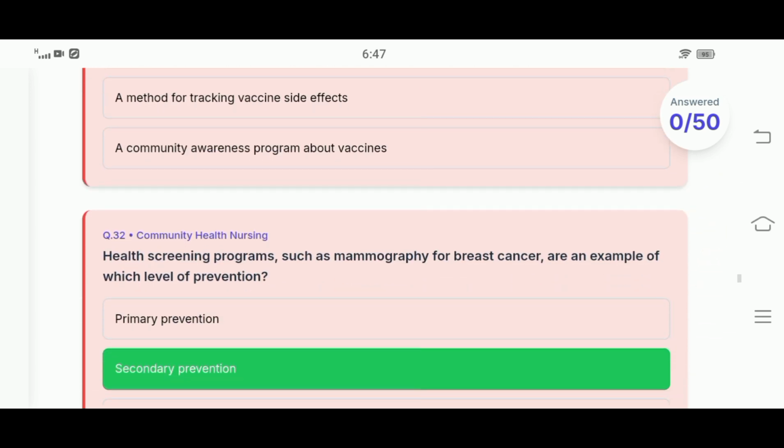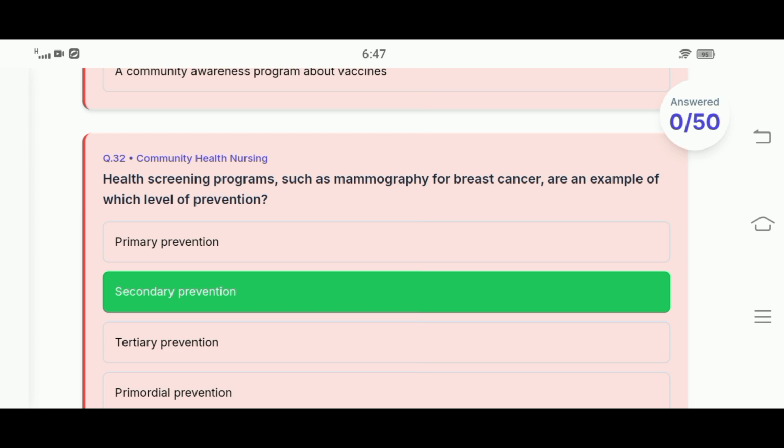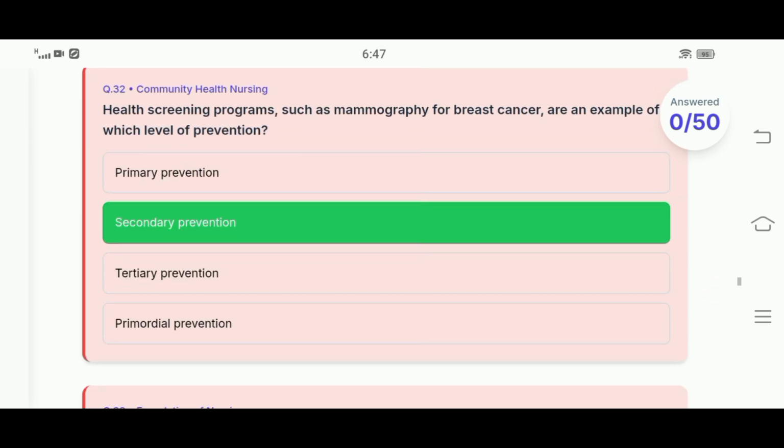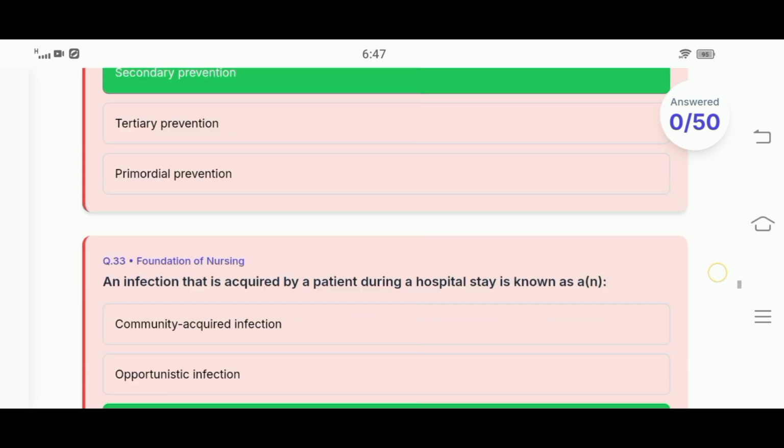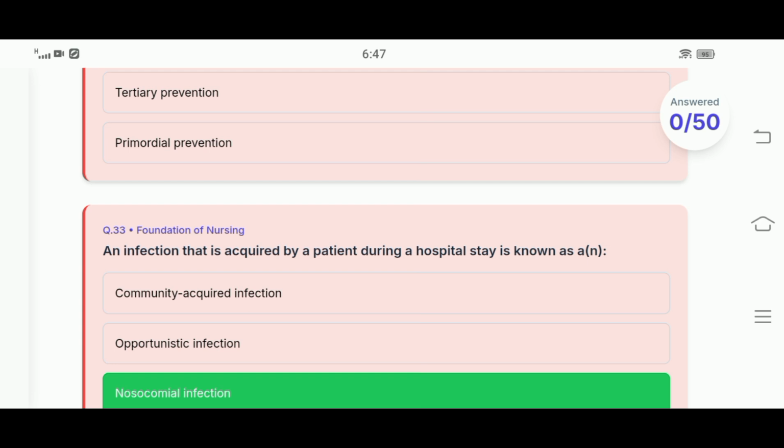Next, 32. Community health nursing. Health screening programs such as mammography for breast cancer are an example of which level of prevention? Options are A. Primary prevention, B. Secondary, C. Tertiary, and D. Primordial. So the correct answer is B. Secondary prevention.